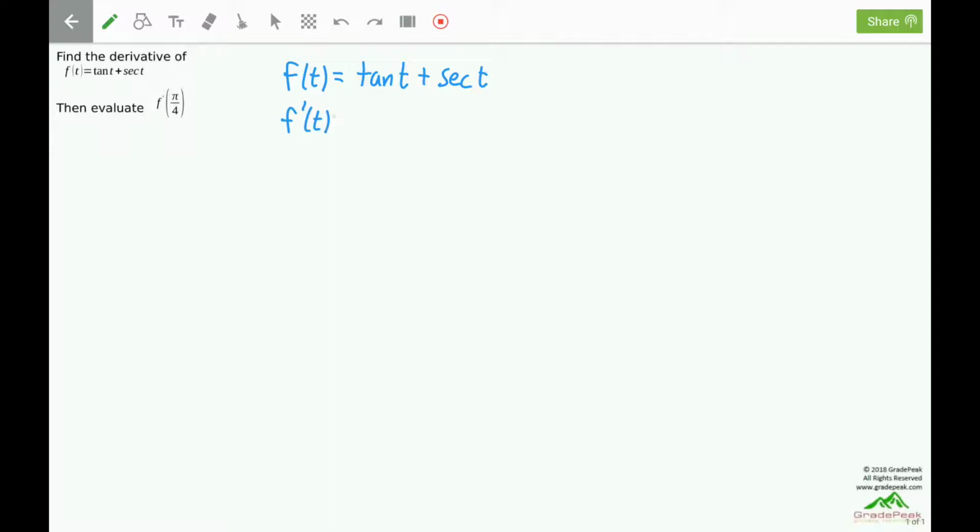F prime of t will equal the derivative of tangent, which is secant squared of t, and the derivative of secant, which is secant times tangent, both of t. Secant t, tangent t. The next step is to evaluate f prime of pi over 4, which means to plug in pi over 4 for each of the t's.